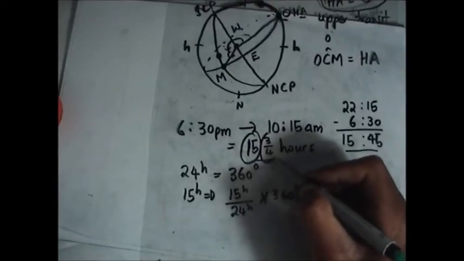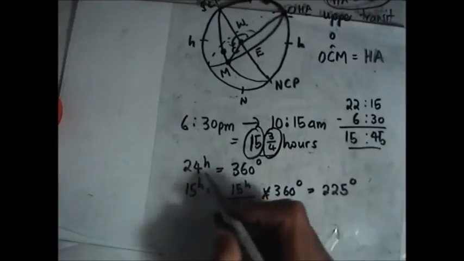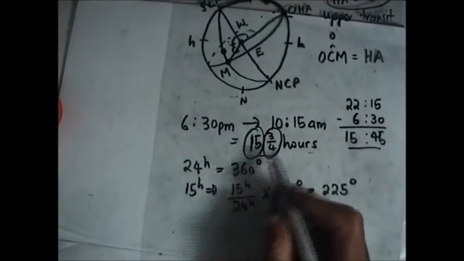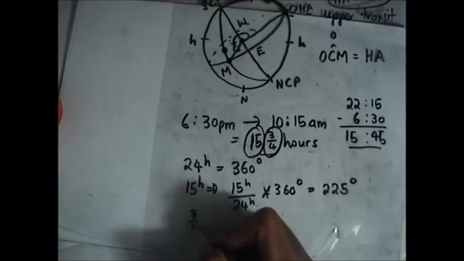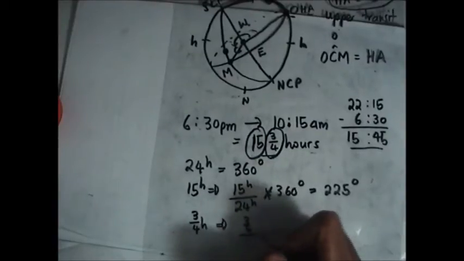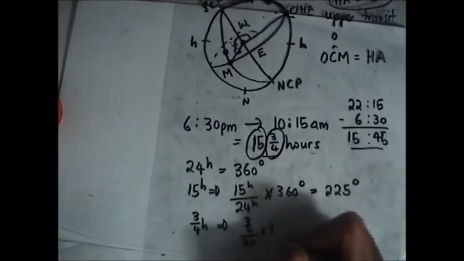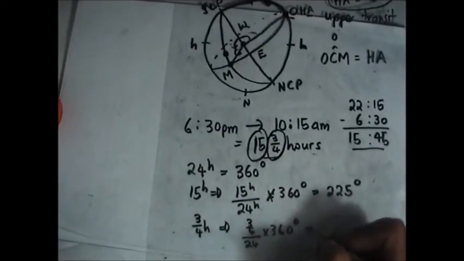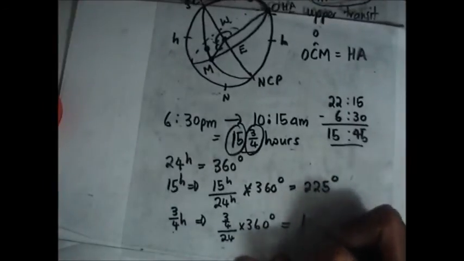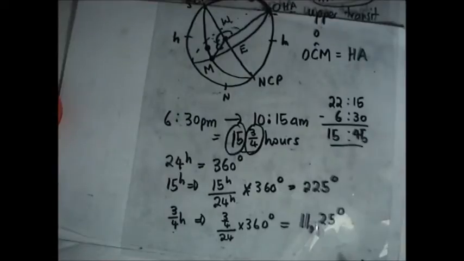Let me convert the 3/4 of an hour to degrees as well. So if 24 hours are 360 degrees, what about the 3/4 of an hour? I will do 3/4 over 24 multiplied by 360. In this case, I get 11.25 degrees. That's what I get, 11.25 degrees, right?